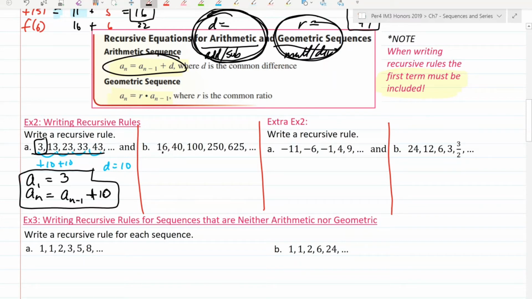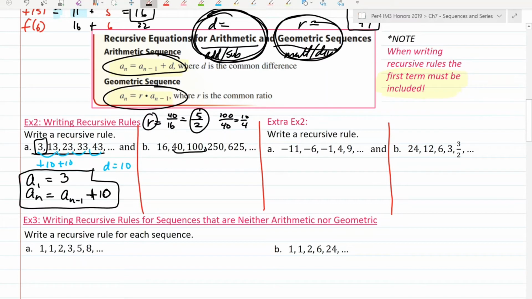For the second kind, they're not adding the same number over and over again. You should be able to tell that. So you're going to have to check for multiplication. So in this case, to find R, you're going to have to divide the second term by the first term, or really any term divided by the one in front of it. So you can do 100 over 40, 40 over 16, and they're all going to give you the same answer. So 8 goes into 40, and 8 goes into 16. So 5 halves is the common ratio. And if you check the other ones, they'll turn out the same. So if you did 100 over 40, these 2 numbers, you would get 10 over 4, which is 5 halves. So R is 5 halves.